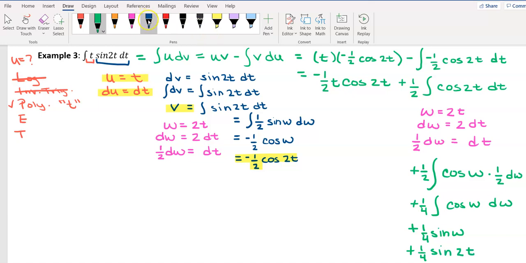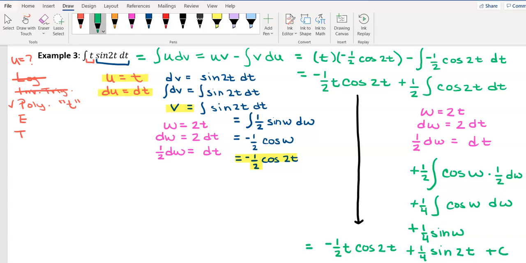And then I need to bring down what was in front that I just haven't been writing yet. I'm just going to bring all that stuff down. So that is negative 1/2 t cosine of 2t, which was our uv part. And so this is our final answer with a plus c on the end.